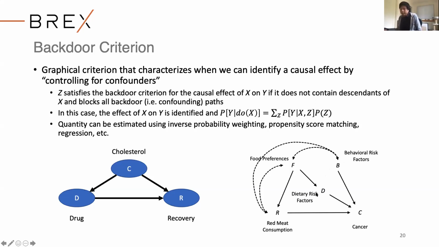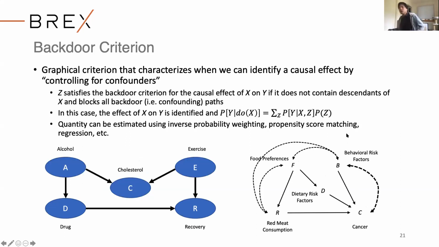And I just want to note, just to make this whole collider thing a little more explicit here, if I control for dietary risk factors here, I actually open this backdoor path like this, right? So this backdoor path ends up being open because it's a collider, and this is a descendant of a collider. So if I control for this, it actually opens this backdoor path. So I would have to also control for behavioral risk factors, and once I do, I end up blocking that backdoor path because that's not a collider.